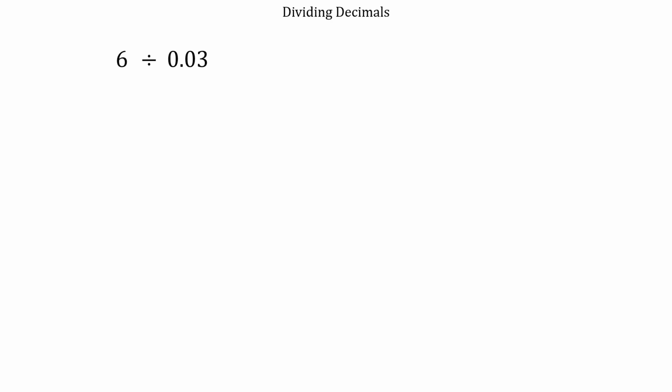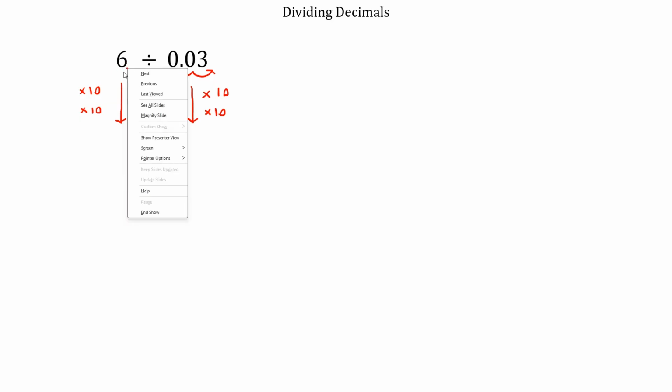Here I got 6 divided by 0.03. And here's going back to what I mentioned. If I want to change this to a whole number, I have to move the decimal place 2 places towards the right. And in order to do that, I have to multiply 0.03 by 10 twice. But if I multiply one number by 10 twice, I have to automatically multiply the other number by 10 twice, even if that number is already a whole number. So now, if I move the decimal place for 6 two times towards the right, I'm basically going to end up getting 600. And then this just ends up being 3. So I have 600 divided by 3.